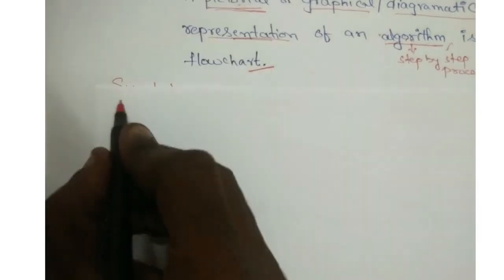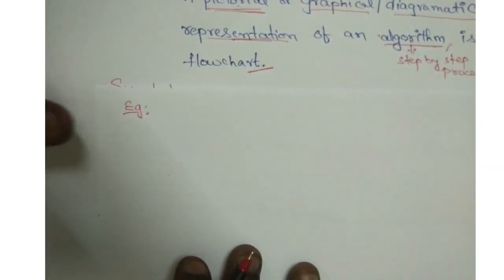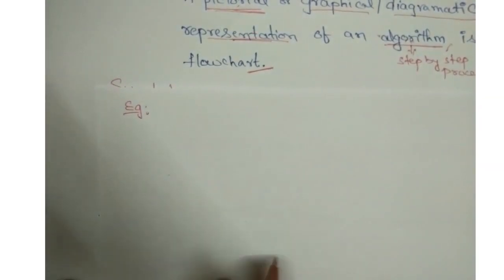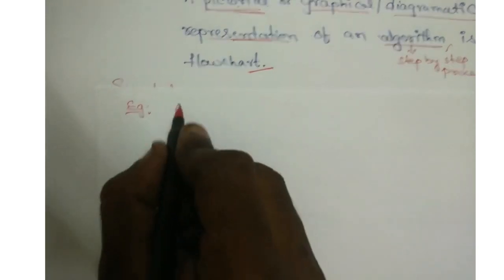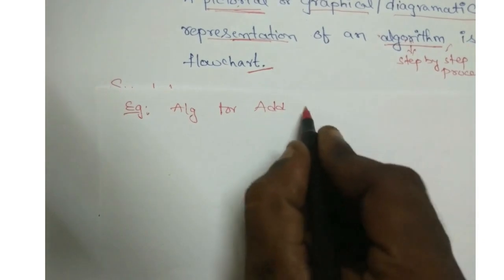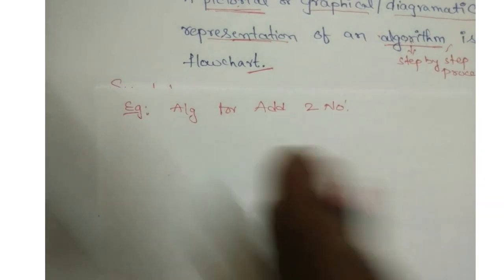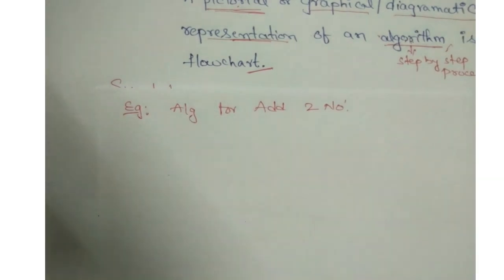Right? See, suppose we take one example. What is my example? Suppose I simply have to write the algorithm for addition of two numbers. That means, write an algorithm to add two numbers. First I will explain the algorithm, and for that algorithm, how we can draw the flowchart. I will explain one by one.